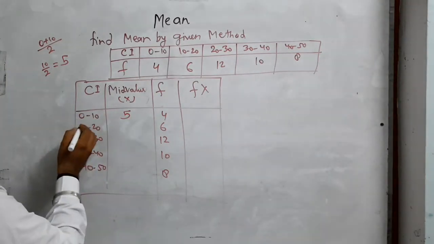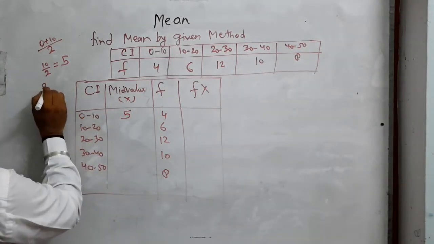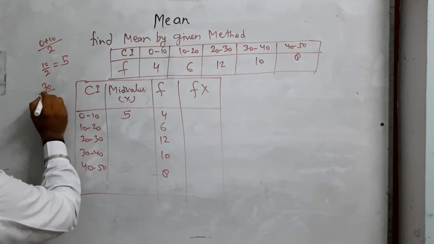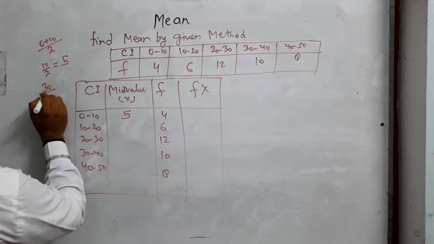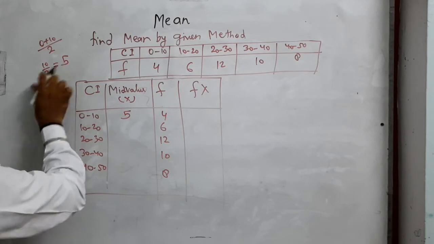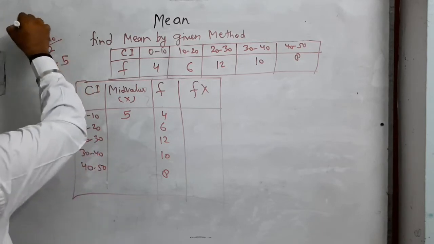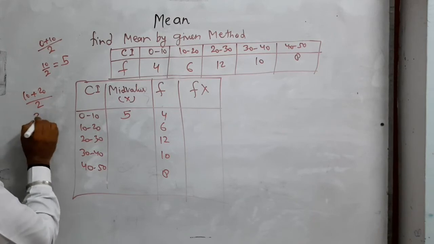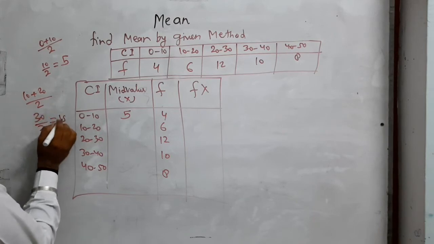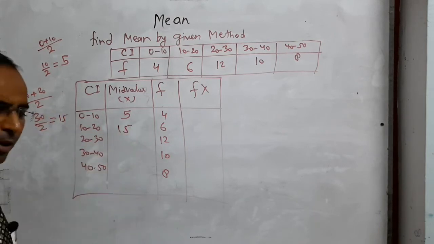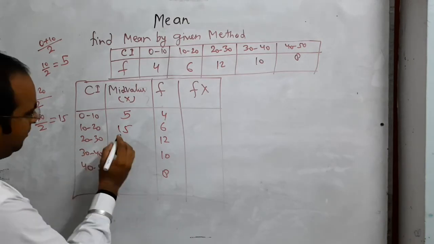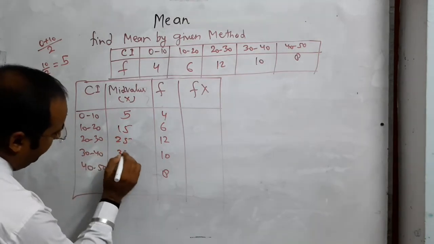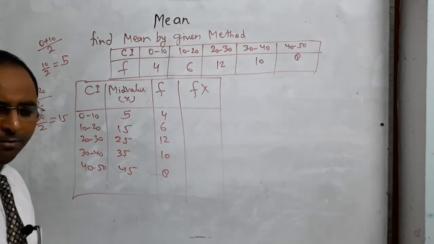Next, 10 plus 20 upon 2. How much is this? 30 upon 2. See this again: 10 plus 20 upon 2, 30 upon 2, this is 15. Okay, now the next values are 25, 35 and 45.